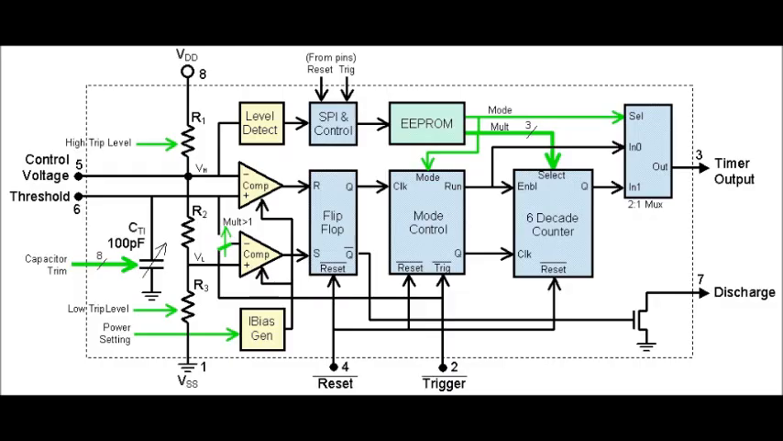Now let's take a look at the CSS555C timer. Our timer IC has the resistors, comparators, flip-flop, and output drivers like the classic version, but with an added internal timing capacitor, an output counter to multiply the pulse width by up to 1,000,000 times, and a non-volatile memory to control configuration.